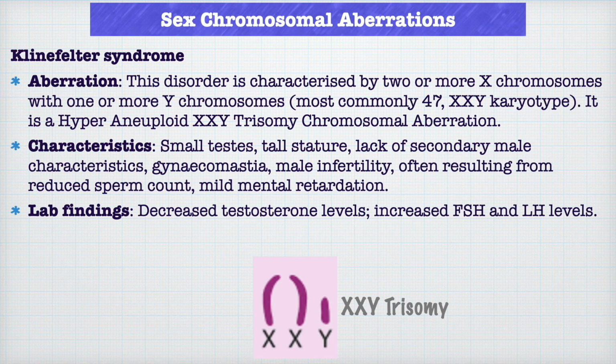Sex chromosomal aberration, Klinefelter syndrome. Klinefelter syndrome is a type of hyper-aneuploid XXY trisomy aberration. Persons having this syndrome have two or more X chromosomes with one or more Y chromosomes. It impacts males who have small testes, tall stature, lack of secondary male characteristics, gynecomastia, and male infertility due to reduced sperm count. They often have mild mental retardation. In lab tests, such males have shown low testosterone levels.